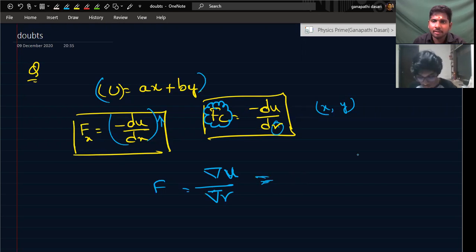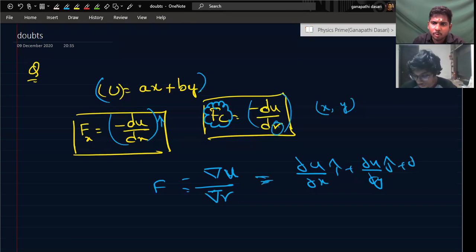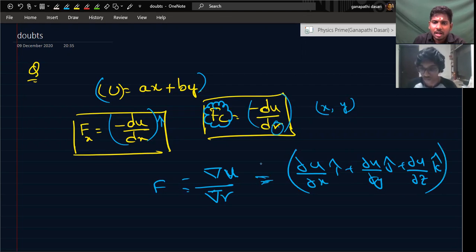So if it is only one direction, directly dU by dx into i cap. If it is only the y direction, dU by dy into j cap. If it is only the z direction, dU by dz into k cap. But if it is varying in x, y, z, we will do partial differentiation. That is, dou U by dou x into i cap plus dou U by dou y into j cap plus dou U by dou z into k cap, with a minus.